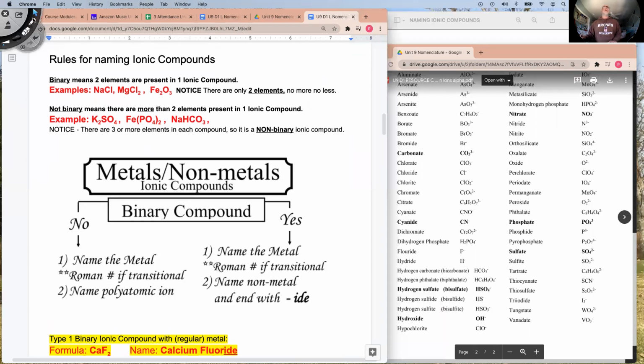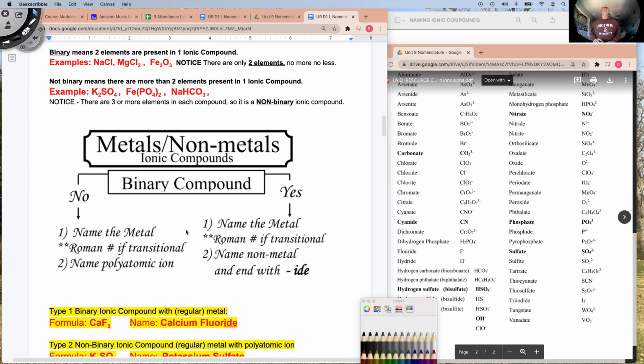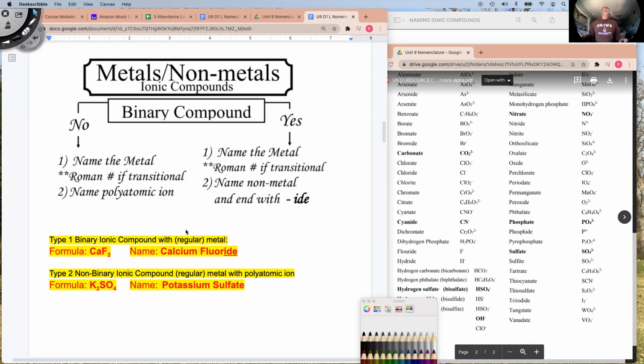So all you have to do is follow the set of rules. Again, that's what binary means, 2 elements. At this juncture, these are the rules. We have a binary type 1, and we have a non-binary type 2. Don't get crazy on that because there's only 4 types. This just means there's 2 elements, and this means that there are 3 or more elements.